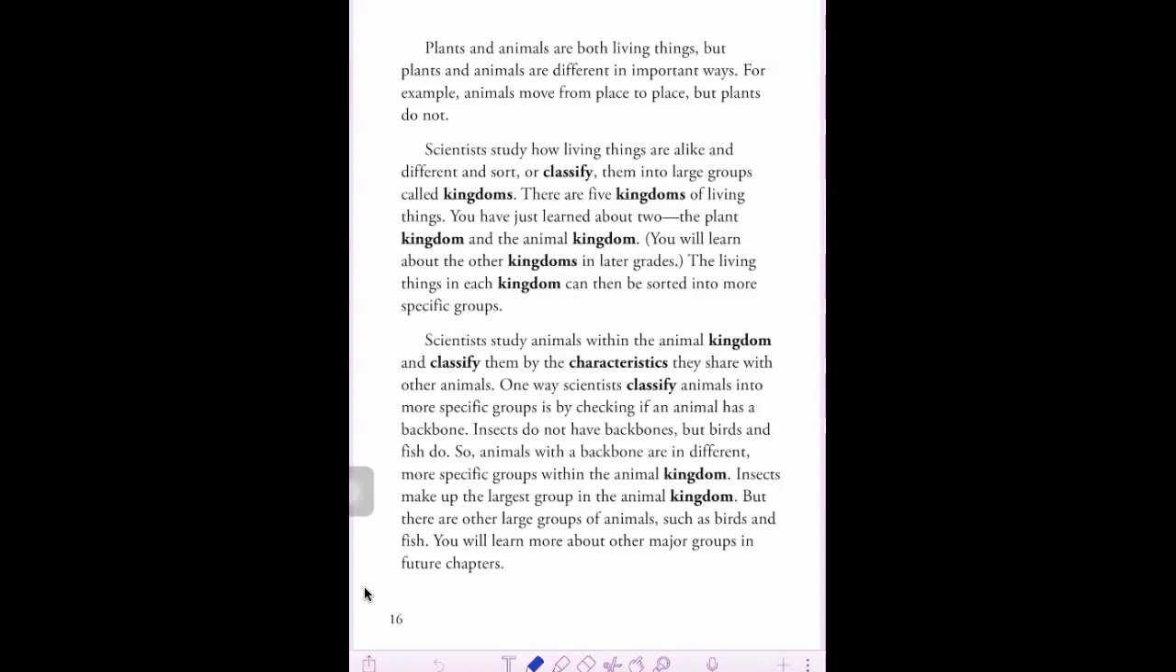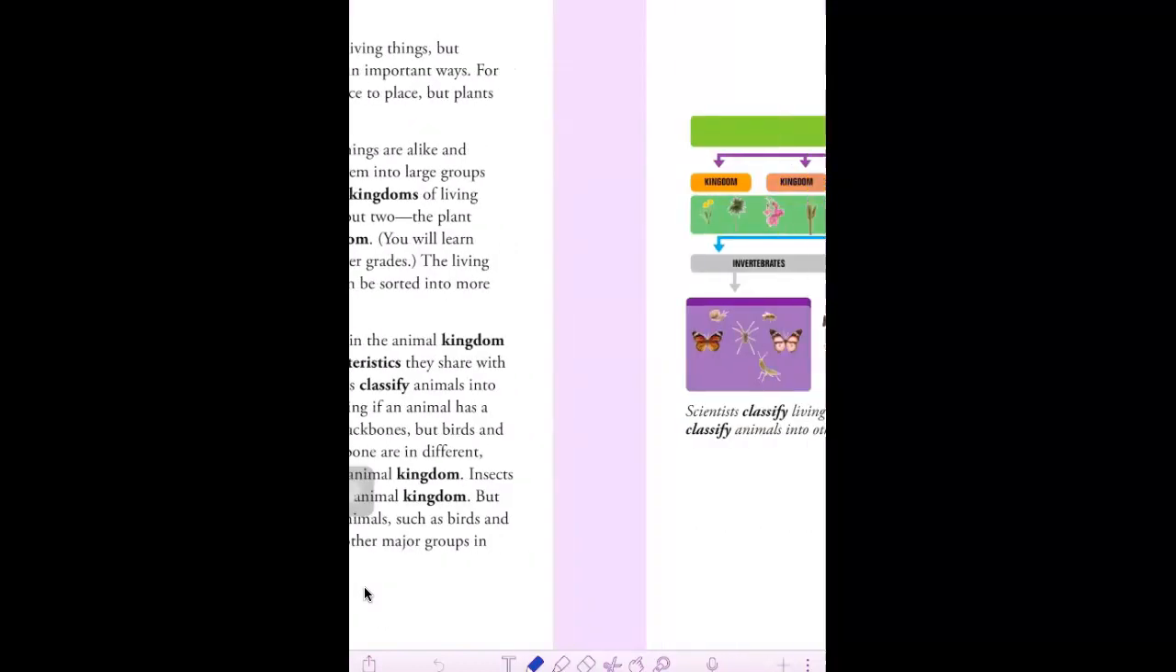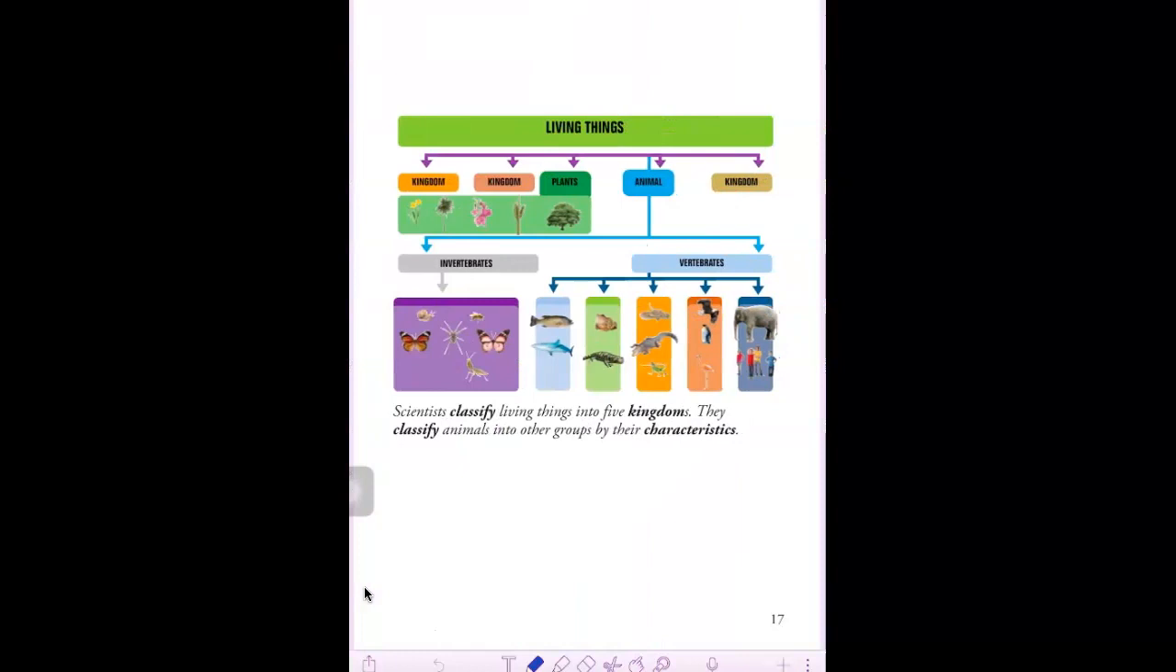Insects make up the largest group in the animal kingdom. But there are other large groups of animals such as birds and fish. You will learn more about other major groups in future chapters. Scientists classify living things into 5 kingdoms. They classify animals into other groups by their characteristics.